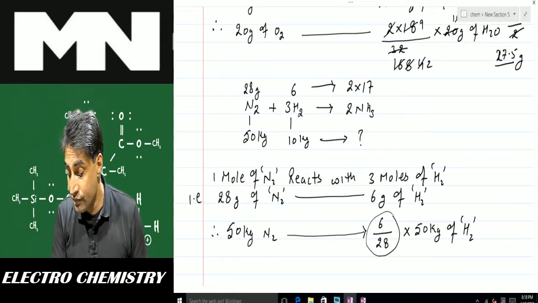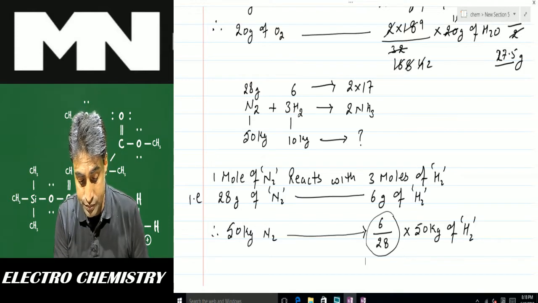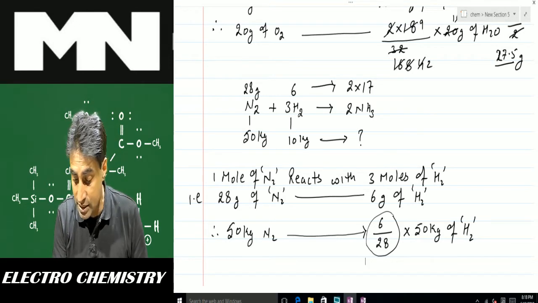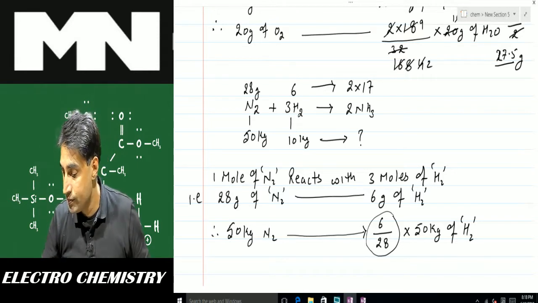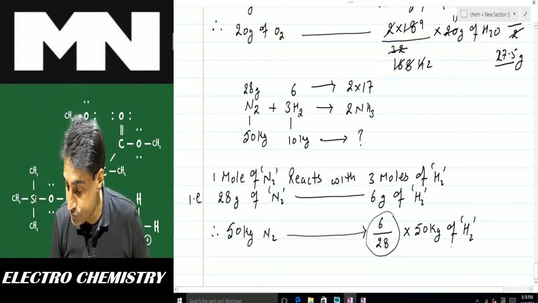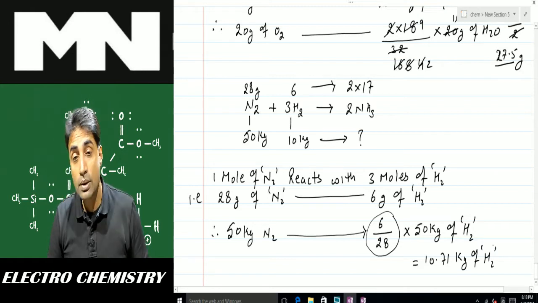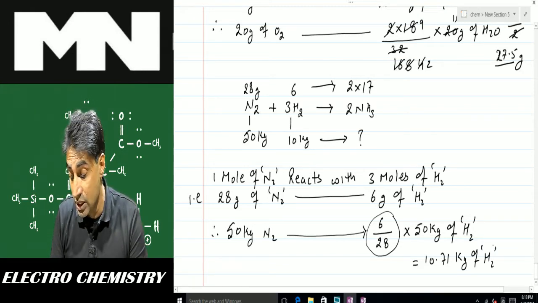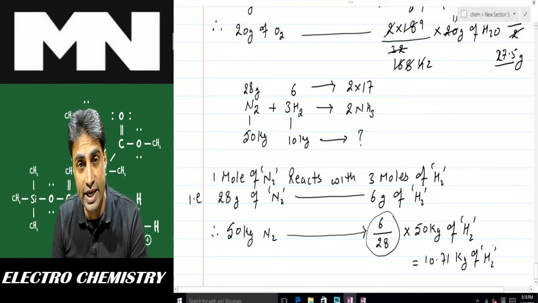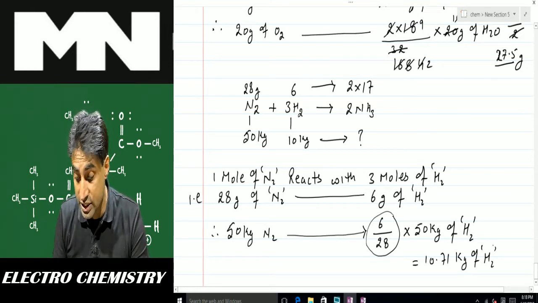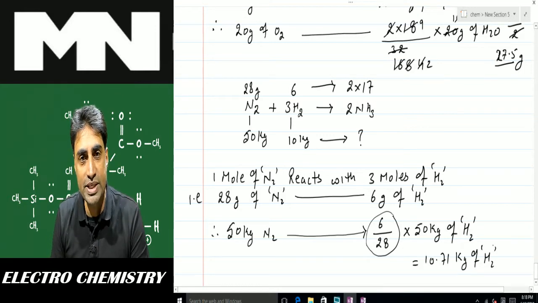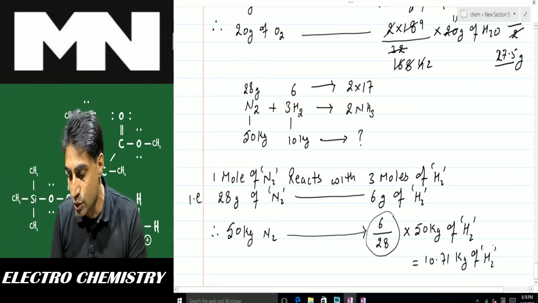If I do the calculation, that is 50 into 6, that comes out to be 300 and I divide by 28. So it comes out to be 10.71. That is 10.71 kilogram of hydrogen. That means 50 kilogram of nitrogen will need 10.71 kilogram of hydrogen to react. But the hydrogen given in this question is 10 kilogram. That means I need more hydrogen and the hydrogen given to me is in lesser quantity.